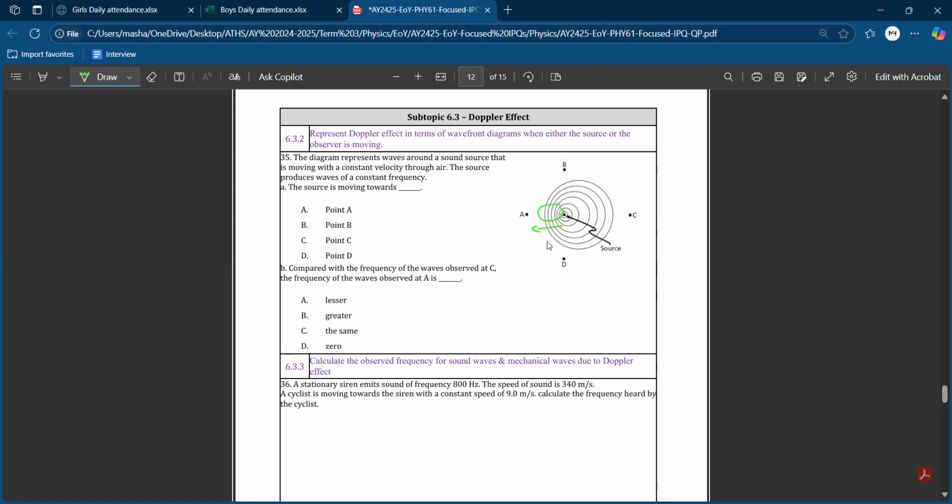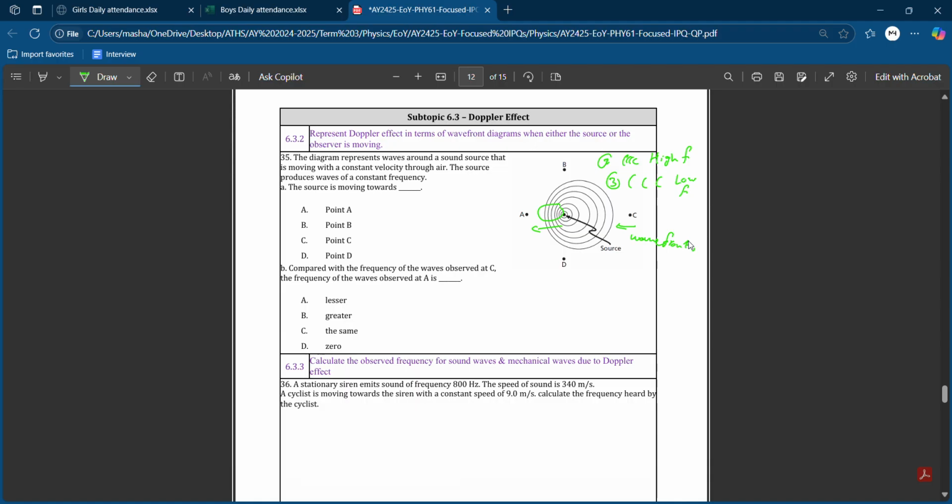So the object is moving towards the left. Closer wave fronts means higher frequency. Spread wavefronts means lower frequency. This one is moving towards A. Note 2, if we have closer wavefronts, this means high frequency. Note 3, spread wavefronts means low frequency. Okay, and Doppler effect can be applied to sound, light, or any type of wave. Okay, these circles we call wave fronts.